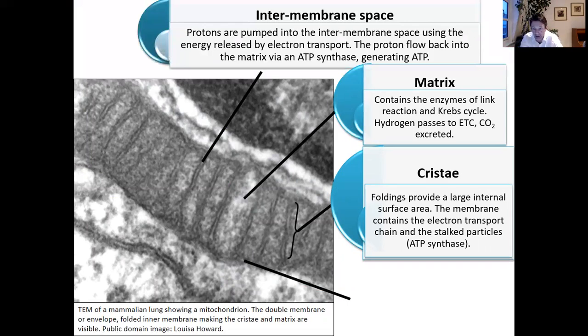And don't put just increasing the surface area, make sure you include increasing the surface area for reactions to occur on those membranes. And then with the ATP being generated by ATP synthase, which is on those membranes.